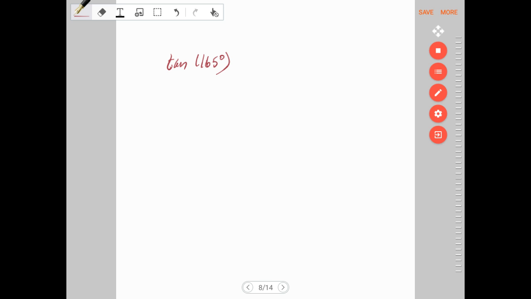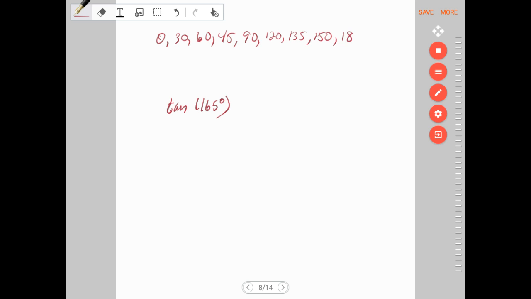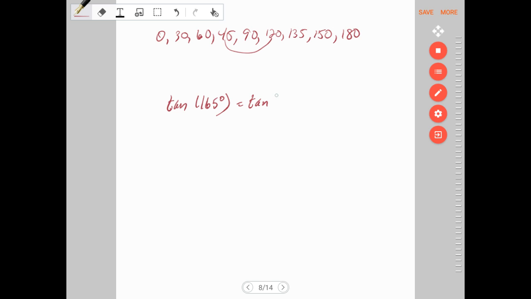Well, again, we have special angles: 0, 30, 60, 45, 90, 120, 135, 150, 180. Can we use some combination of those to get 165? Well, I'm thinking of 120 and 45. Those look like a good combination. Added together, those make 165. So this is the same thing as tan of 45 plus 120.